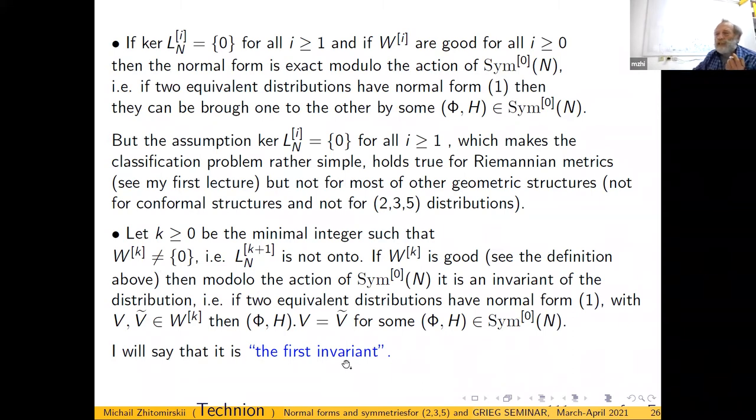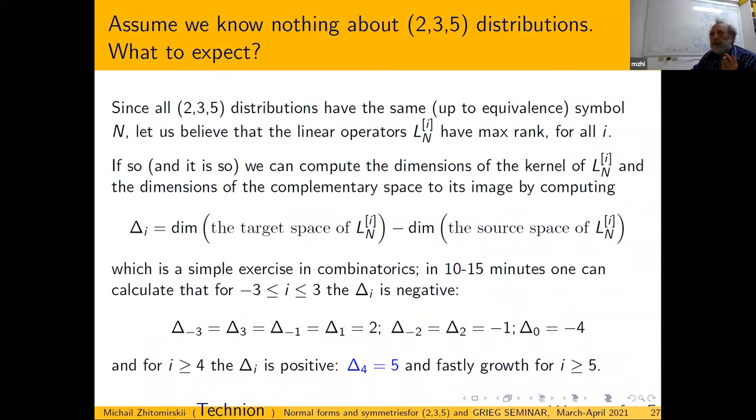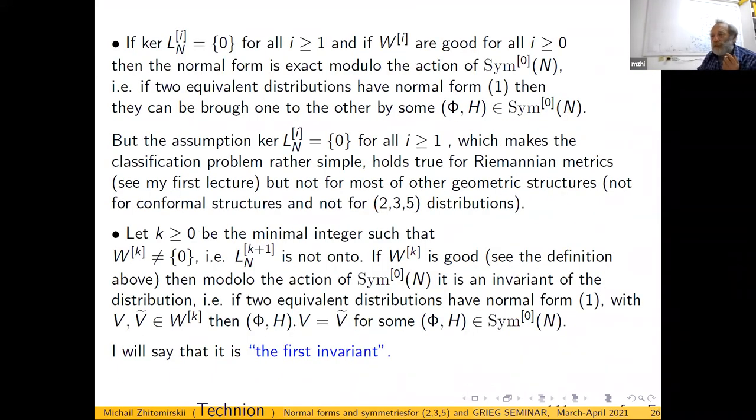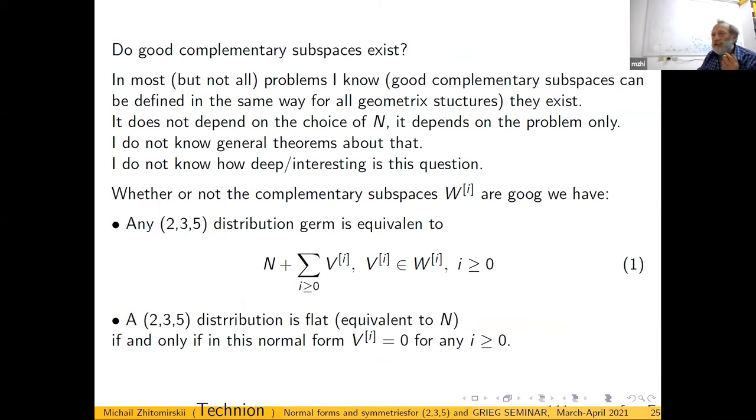I can call it as I wish. I will call it the first invariant. Okay, so this is the approach. Again, let me repeat because this is important. The general Poincaré way gives us this normal form with complementary subspaces Wi as we wish.